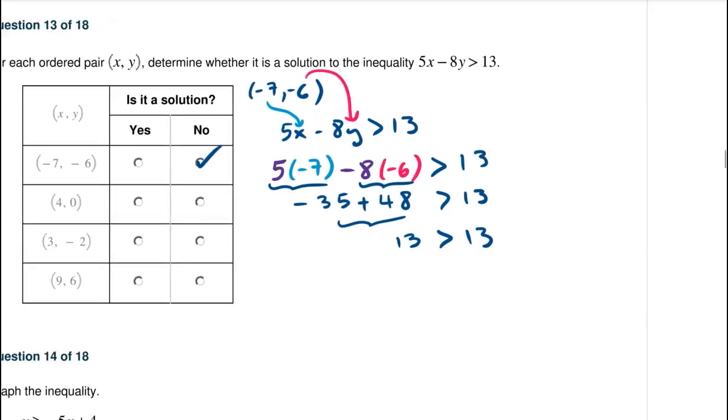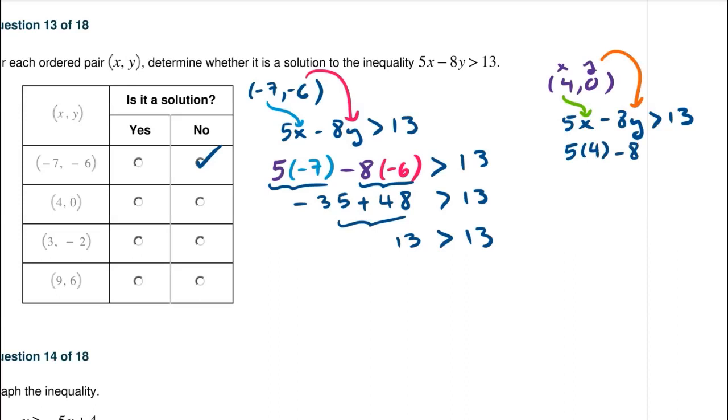Then we can continue plugging in the second point, 4, 0. x is 4, y is 0, so we're going to plug it in. 5x minus 8y greater than 13. So your x this time is going to be 4, and your y this time is going to be 0. So that will be 5 times 4 minus 8 times 0 greater than 13. 5 times 4 is 20 minus 0 greater than 13. 20 greater than 13. This is a true statement, which means it's a solution. Yes, it is a solution.